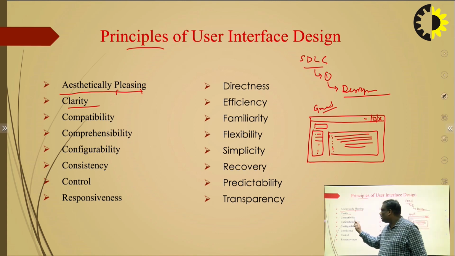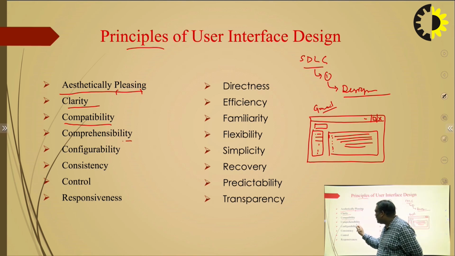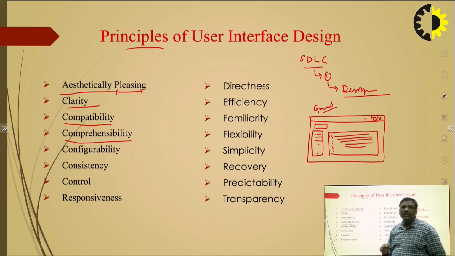Compatibility, compatible to the user, compatible to the job or task, whatever we complete or accomplish with this design aspect. So compatible according to the user's need. And comprehensive, the next is comprehensive according to the user, according to the operation, we create such a design that is comprehensive.